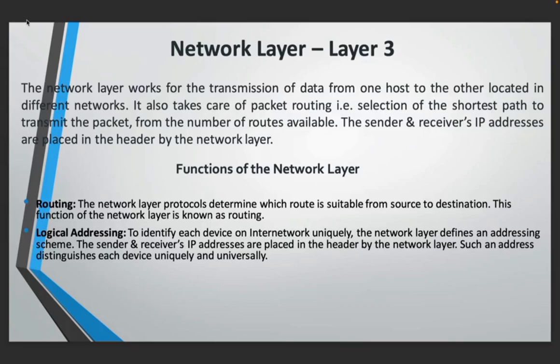What is routing? The network layer protocols determine which router is suitable from source to destination. This function of the network layer is known as routing. Logical addressing, to identify each device on internetwork uniquely. The network layer defines an addressing scheme. The sender and receiver's IP addresses are placed in the header by the network layer. Such an address distinguishes each device uniquely and universally.